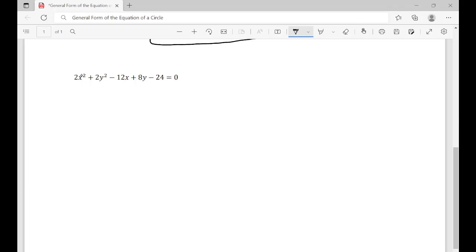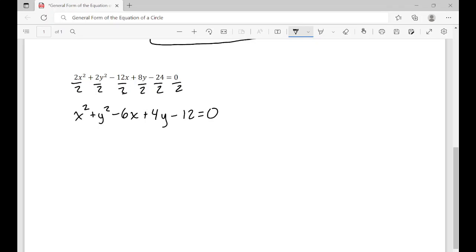Now we have 2x squared plus 2y squared minus 12x plus 8y minus 24 equals 0. And first things first, I'm going to divide everything by 2 because I don't want my x squared and my y squared to have anything other than a 1 in front. So everything's going to get divided by 2, which will simplify this down to x squared plus y squared minus 6x plus 4y minus 12 equals 0.